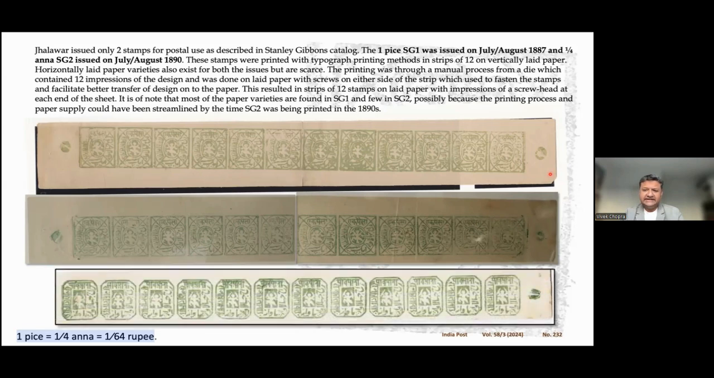And here is the second stamp of Jhalawar, which was again printed in the same format in strips of 12. And you can still see the screw heads. So this is a sheet which was cut off from the left side, so you don't see the other screw here. But I do have sheets which have both the screw impressions. Yeah, so that's the basic design.